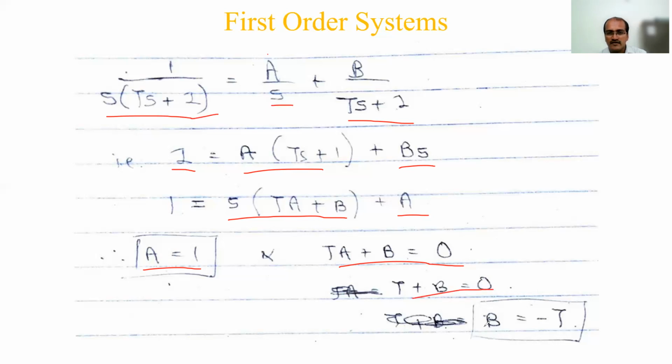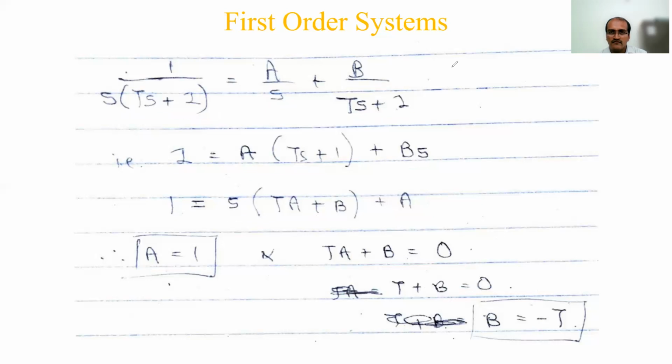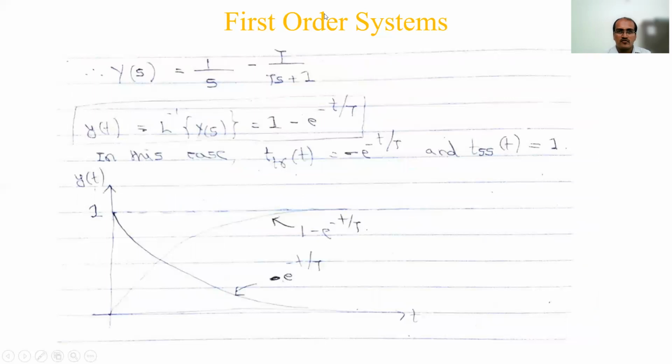So this A and B value we have calculated by the partial fraction method. We will substitute back here. It becomes 1 by s minus tau by tau s plus 1. Then we can apply the inverse Laplace transform and find the response. So Y of s is equal to 1 by s minus tau divided by tau s plus 1.